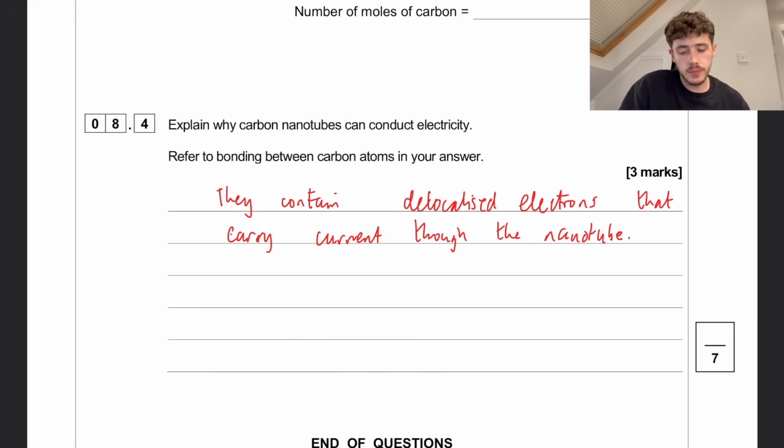Now the reason that they contain delocalized electrons is because each carbon within the nanotube will be covalently bonded 3 different ways. And because of that, the outer shell of a carbon atom has 4 electrons. So if there's only 3 of them covalently bonded, there will always be that 1 free electron per carbon atom.